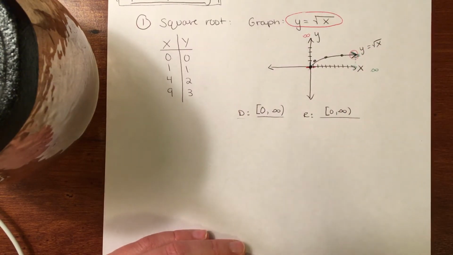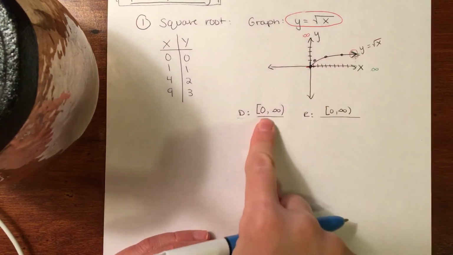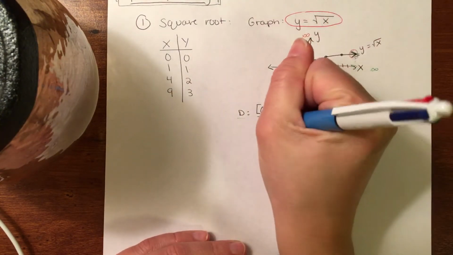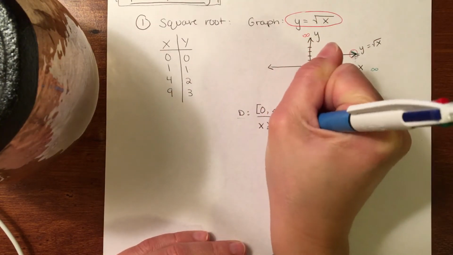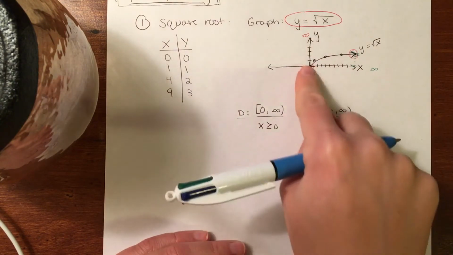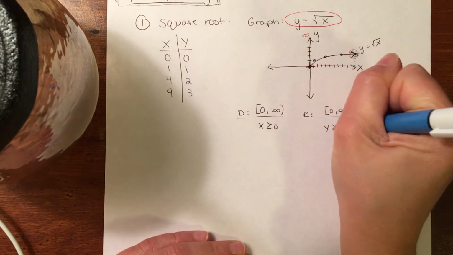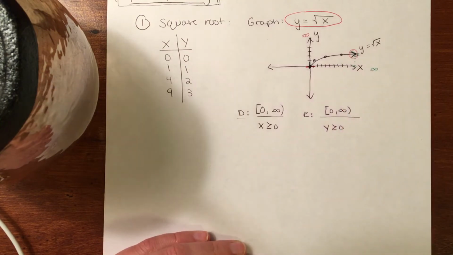Okay? If you were looking at an inequality, this one would be x is everything greater than 0. So x is greater than or equal to 0 because it's a point there. And the same with your y values. y is everything greater than or equal to 0.